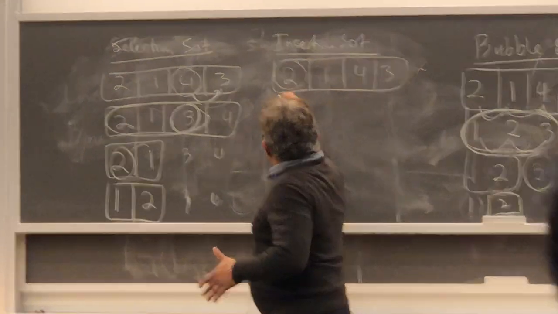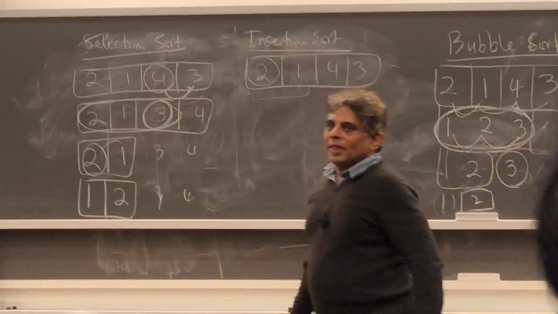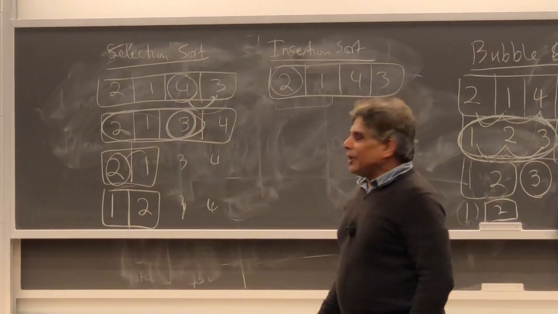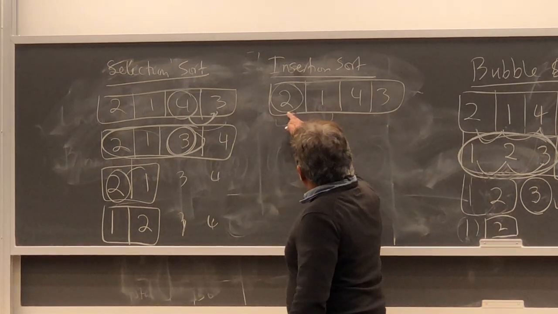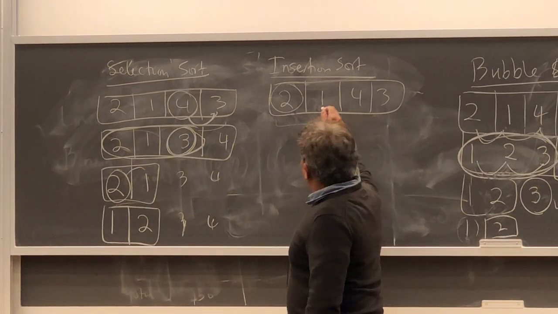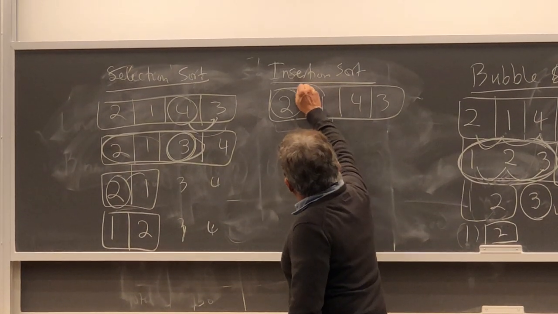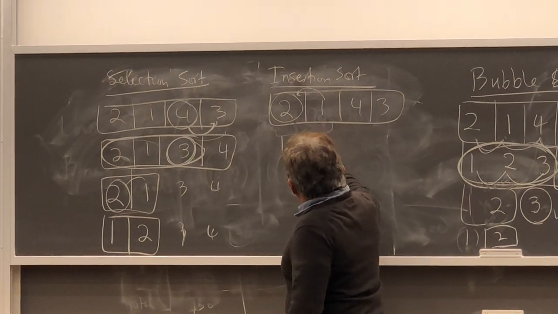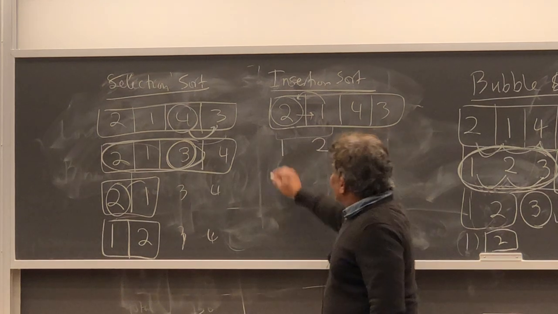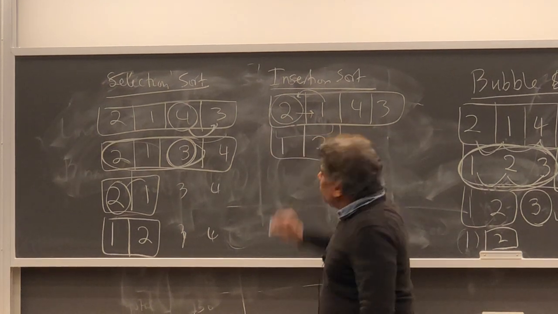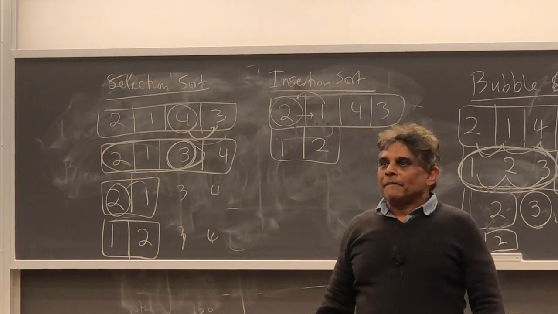Okay, so the idea of the insertion sort is that we assume that the first element by itself is sorted. Now the goal is to create, we have an array of size 1 that's already sorted, and then we want to create an array of size 2 that's sorted. So what I do is I take 1 and try to insert it. If I have to insert it, I have to push the 2 here, right? So now I have an array of size 2 which is sorted.